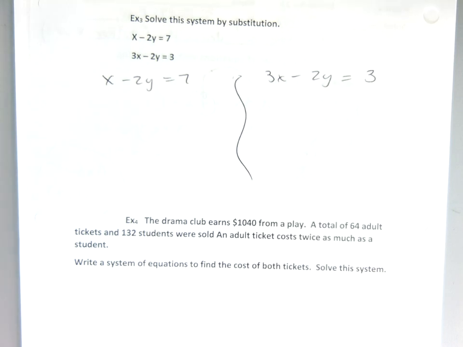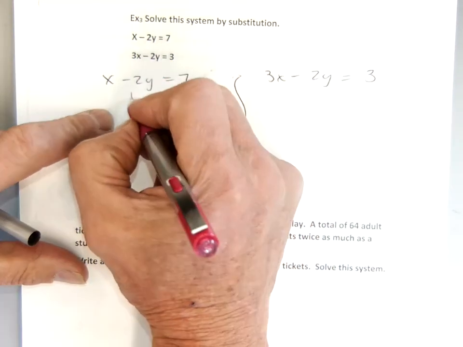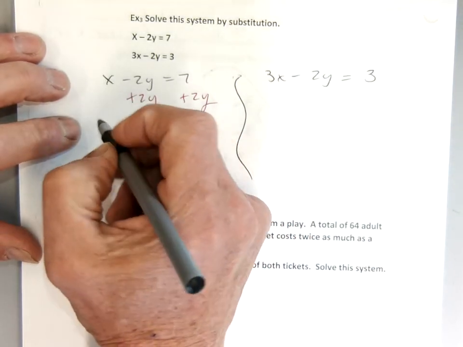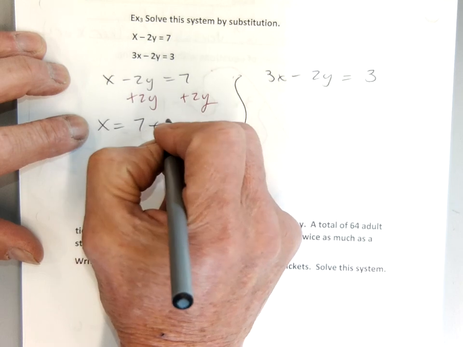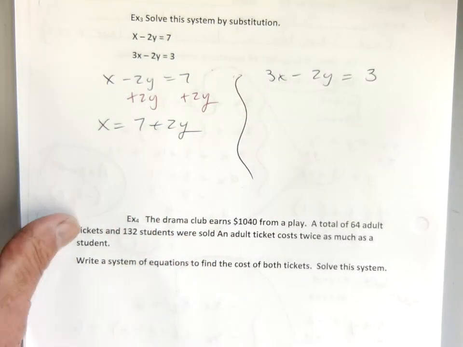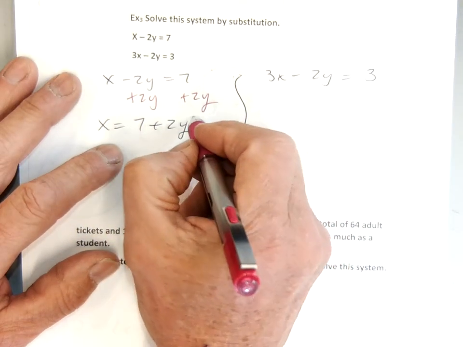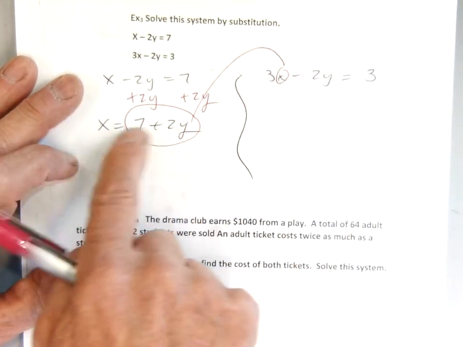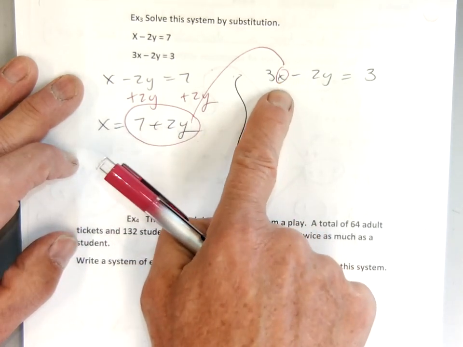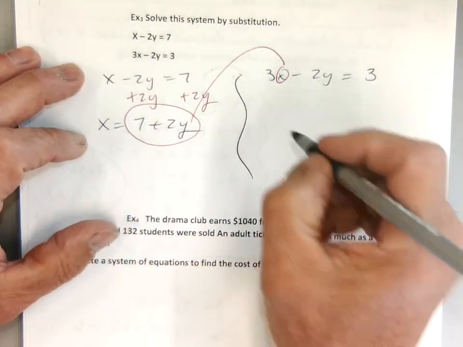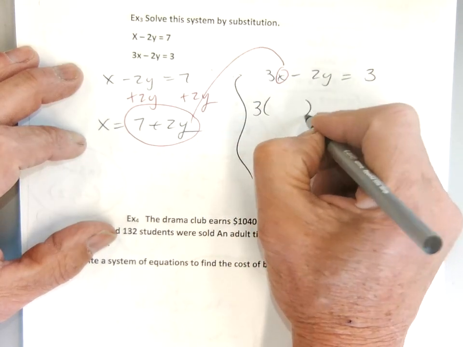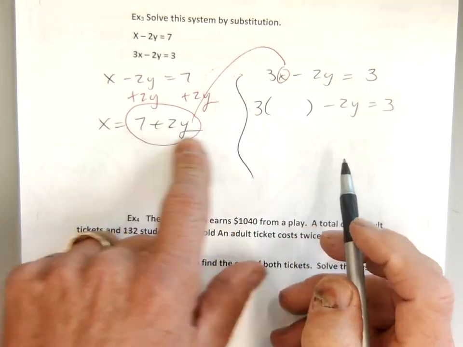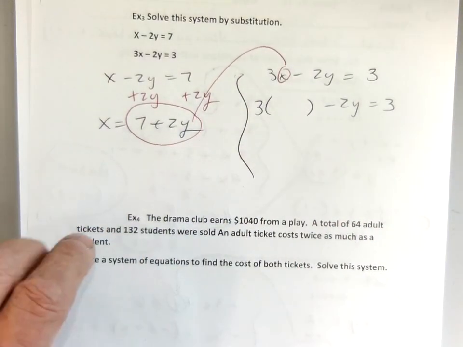So, let's do that. Let's go plus 2y, plus 2y. I'm going to have x equals 7 plus 2y. We can now make our substitution. I can take 7 plus 2y and plug it in for the value of x, because x equals that, right? So plug it in there for my x. I'll have 3, but not x, I'm going to put the 7 plus 2y right in there for it.